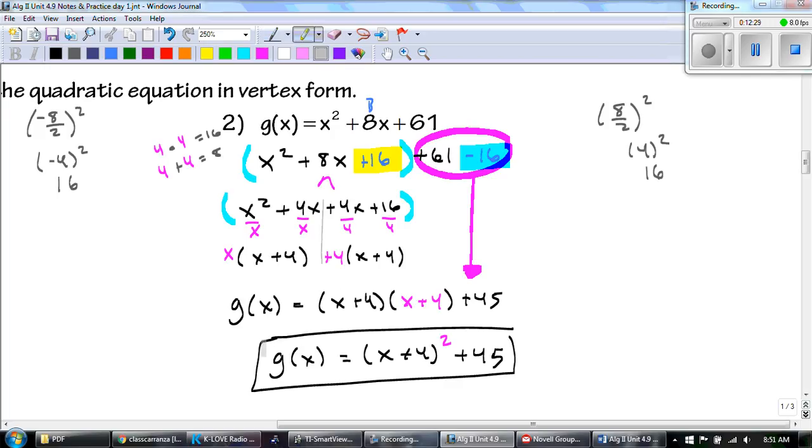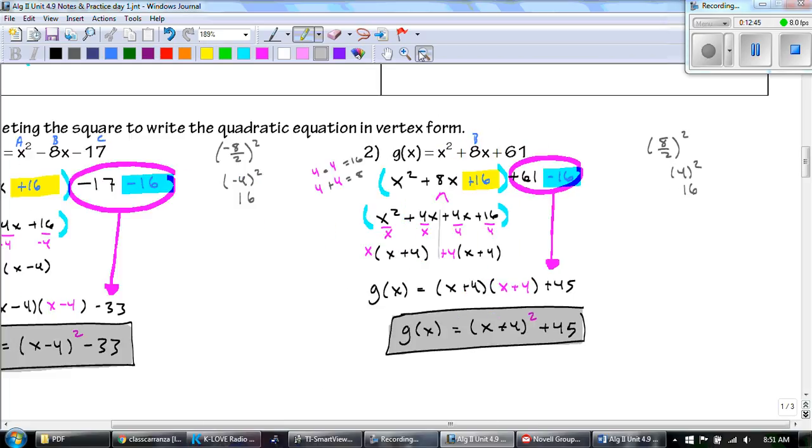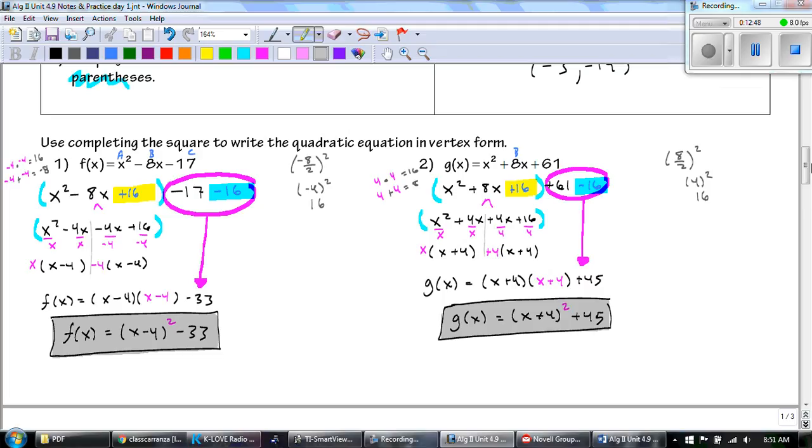So step number 1, we make a space. We do b divided by 2 squared. Then we factor. And then we rewrite it. Okay? So I'm going to stop right there for the first video. And we'll make the whole backside another one.